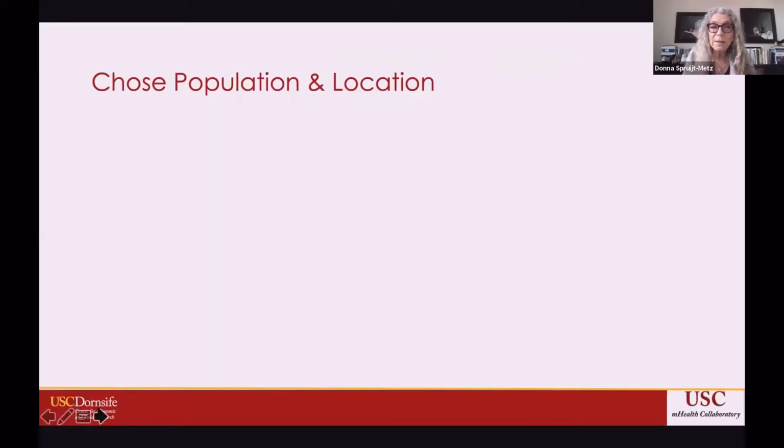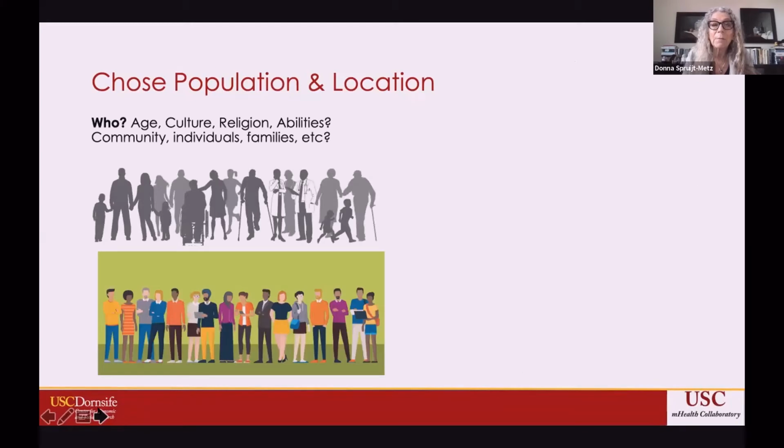Then you've got to choose your population and location. I can't begin to tell you how important this is. Who are you going to intervene on? How old? Kids, and I've worked in kids and families all my career. And now I'm working with a group that works in aging, and it's a whole different bag of peas. What people can and can't understand, what they do and don't know. And that changes by culture, religion, abilities, what the community is like, what kind of family they're embedded in. So what's your population? Define it very carefully.